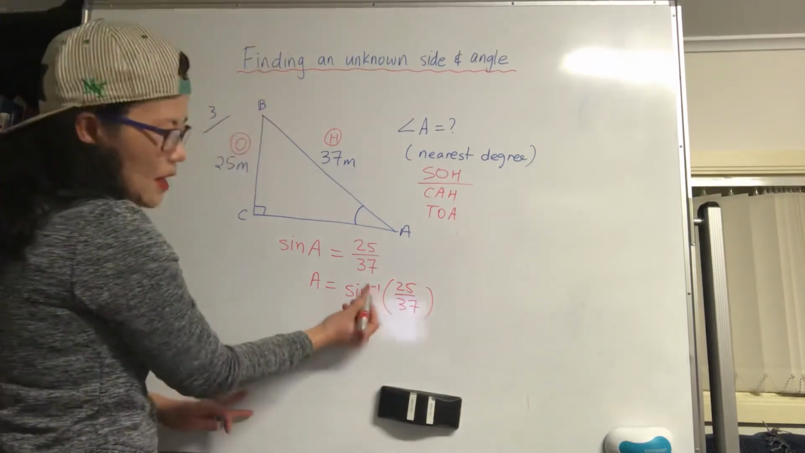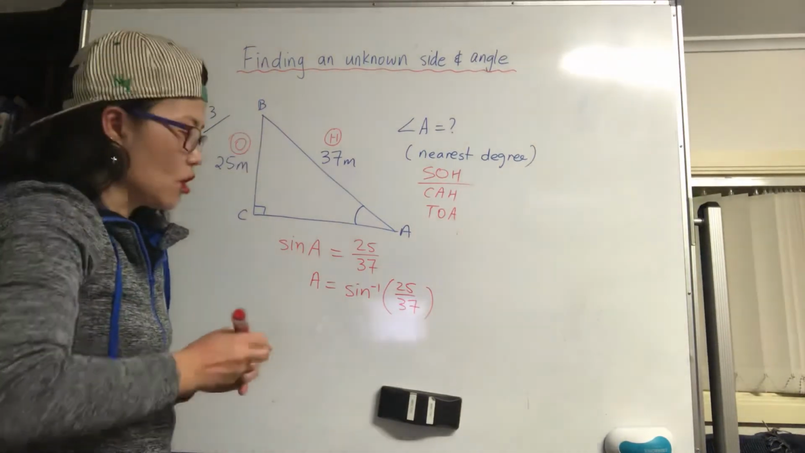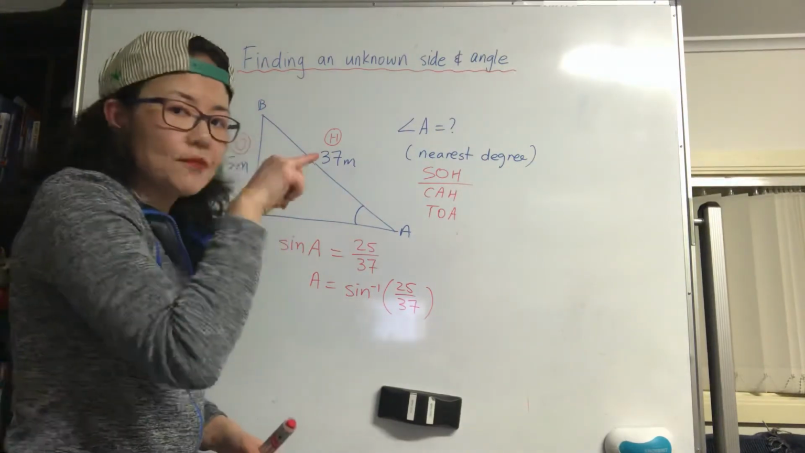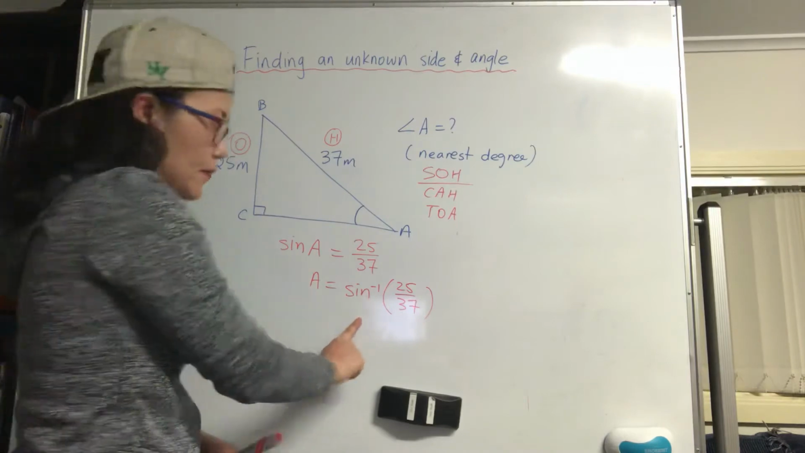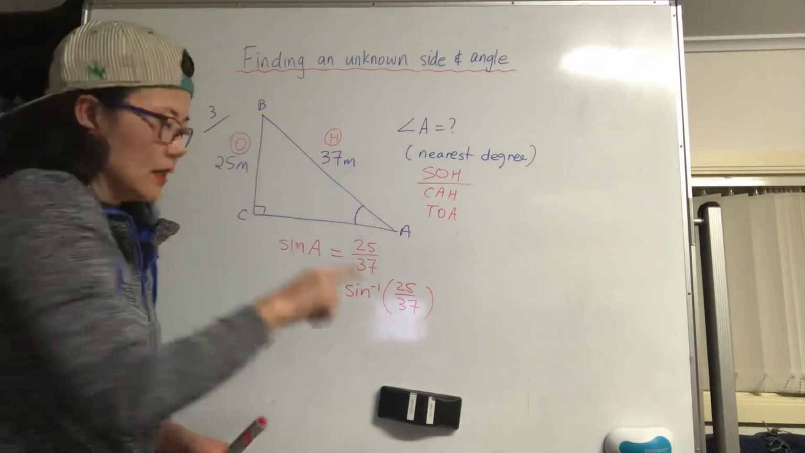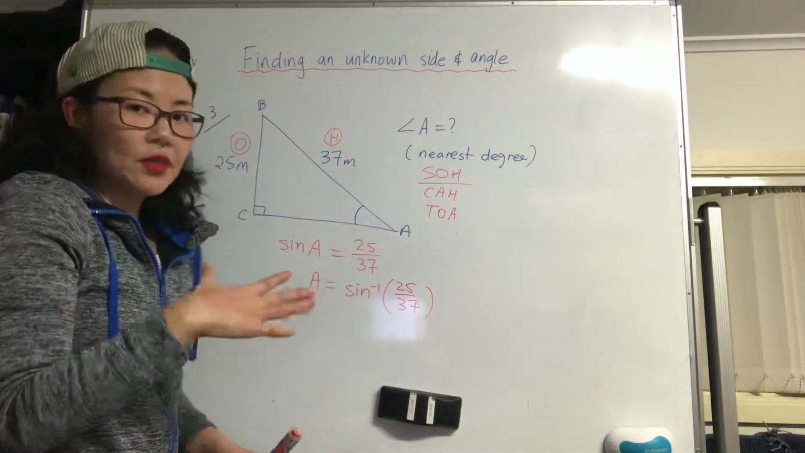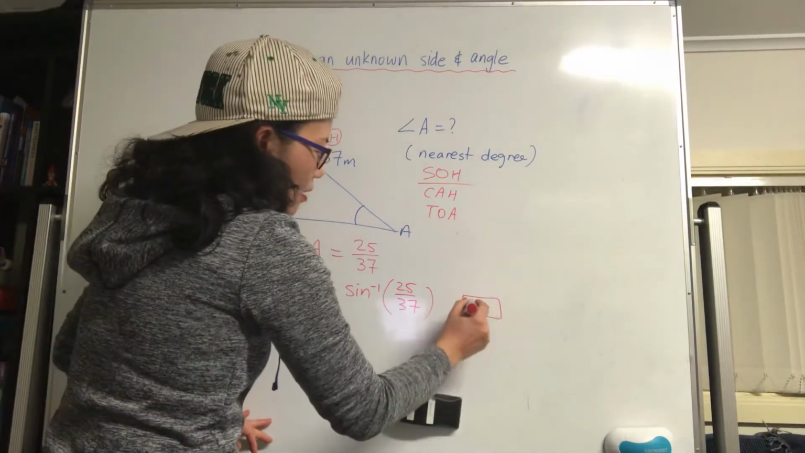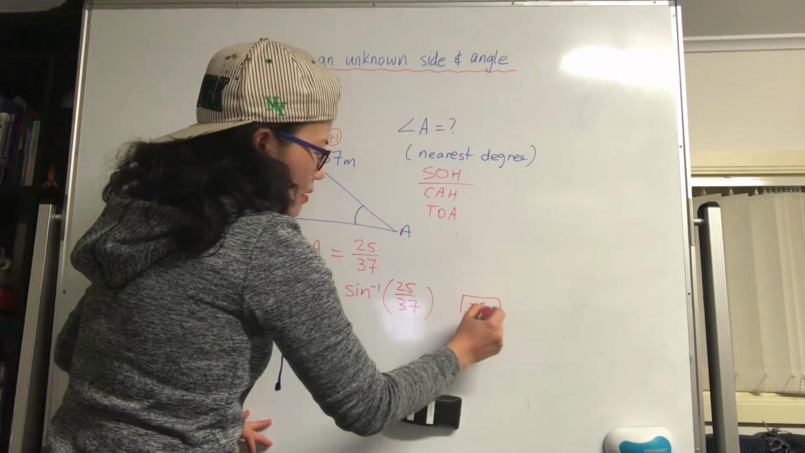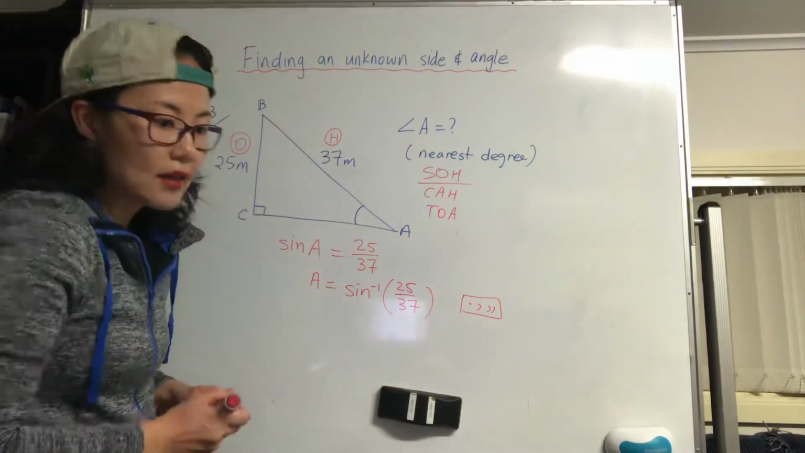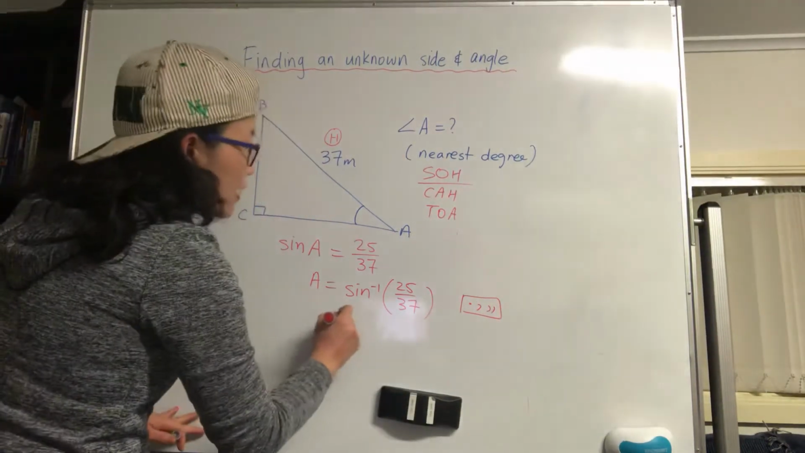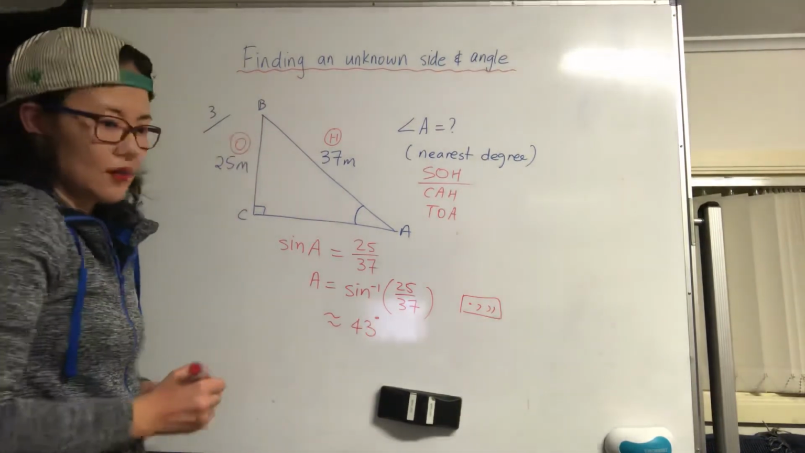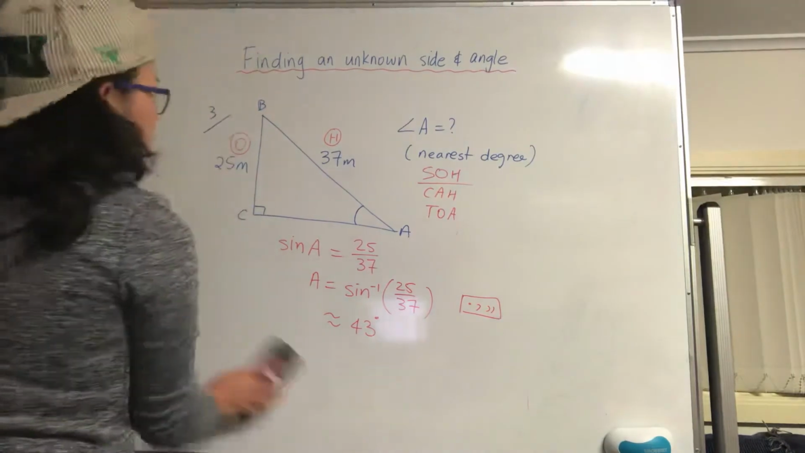Now this little power of -1 on top there is reminding you to press shift sine on your calculator. So you press shift sine and then 25 divided by 37 and equals, and then you have to press the degrees, minutes and seconds button. If you do that, you will get roughly, to the nearest degree, 43 degrees. Okay, that's not too bad.